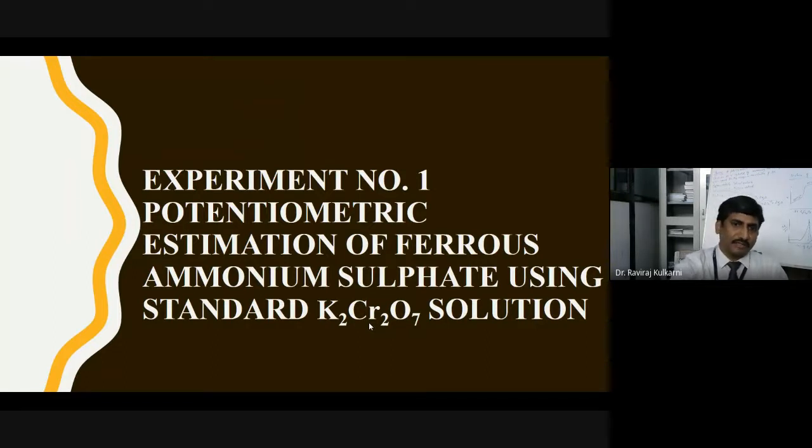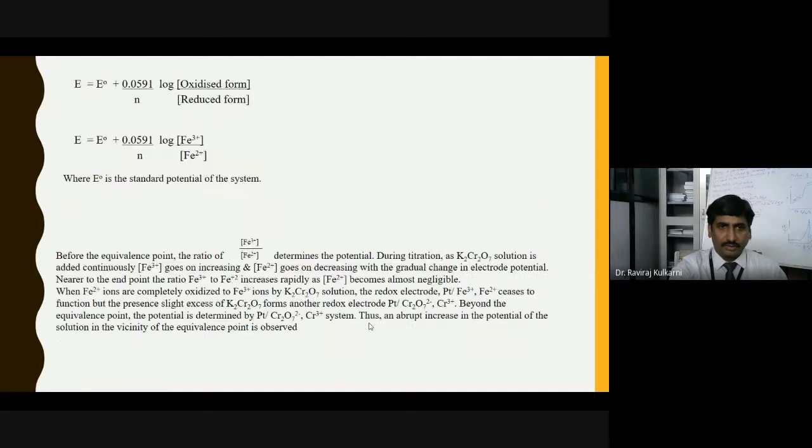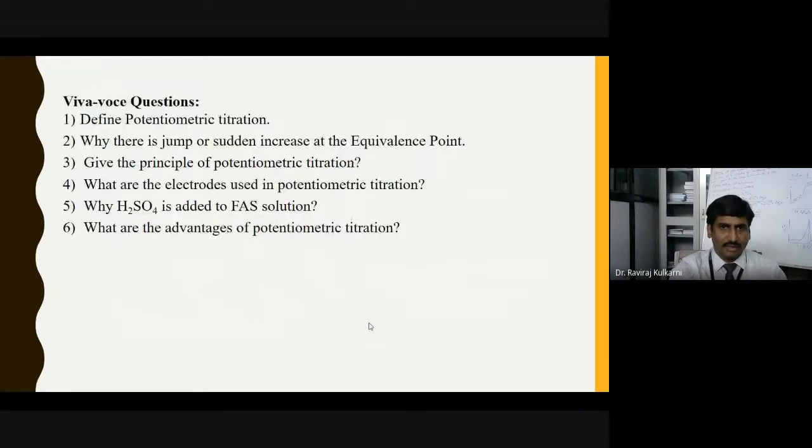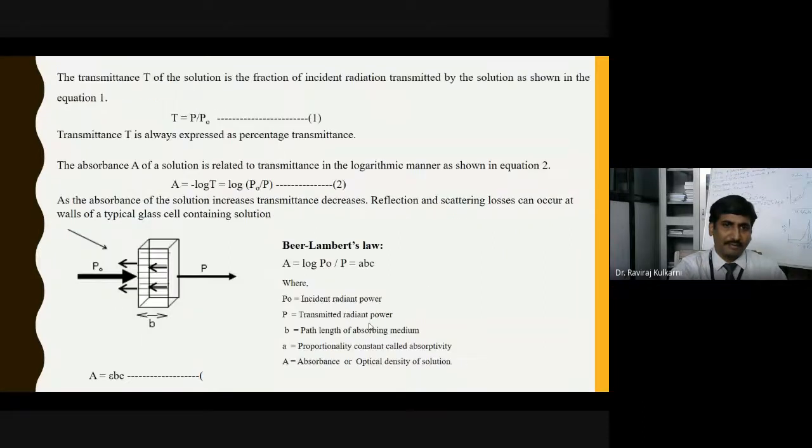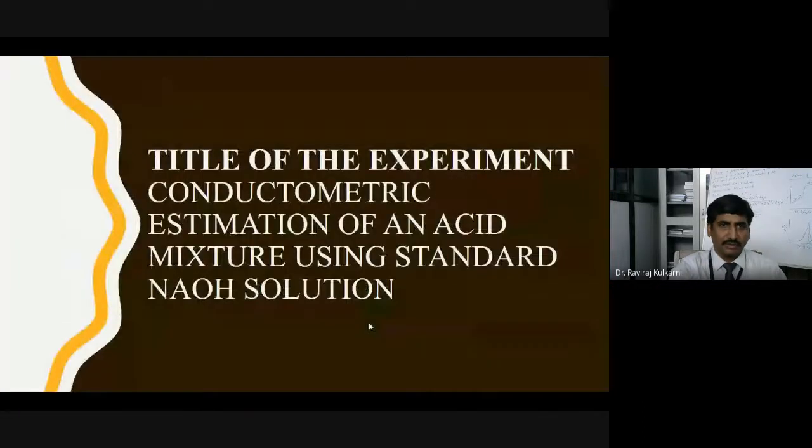The first experiment in instrumental is potentiometry. You have to perform potentiometric estimation of ferrous ammonium sulfate (FAS) using standard potassium dichromate solution. We'll discuss theory and all those things in the lab class. The second experiment is colorimetric estimation of copper, estimation of copper by colorimetric method. I'll discuss what colorimetry is. The third experiment is conductometry, conductometric estimation of an acid mixture using standard NaOH solution.